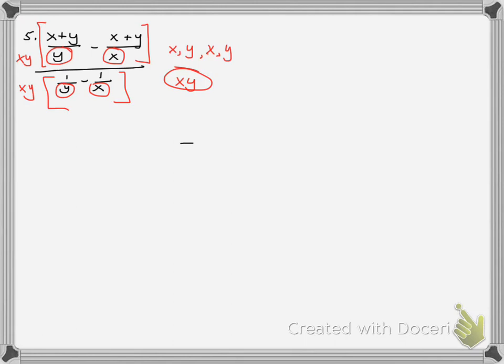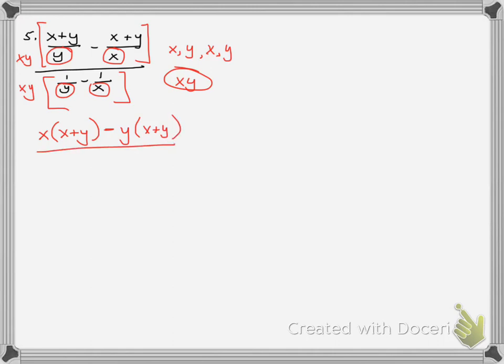So in the first term of the numerator, the y's will cancel, and I'm going to get x times x plus y. I could also distribute that in my head, but I don't want to, because I want to be nice and deliberate, and paper is cheap. Go ahead and write it out. Notice in the second term of the numerator, the x's will cancel, so I will get y times x plus y.